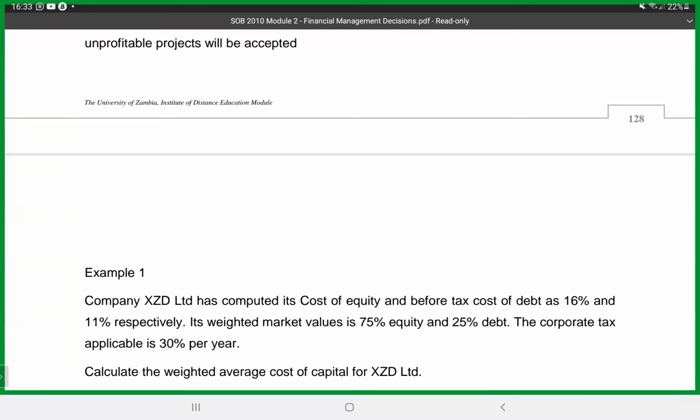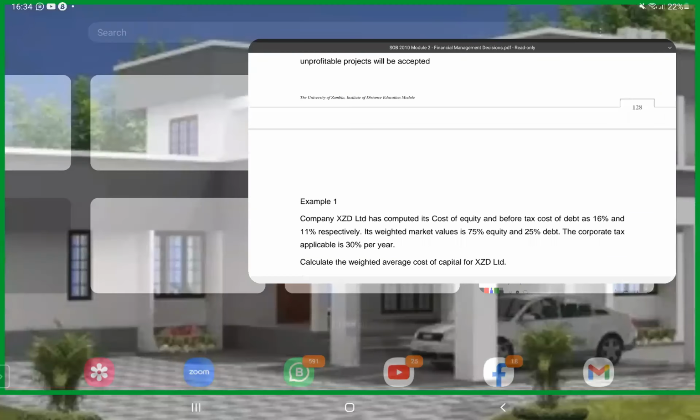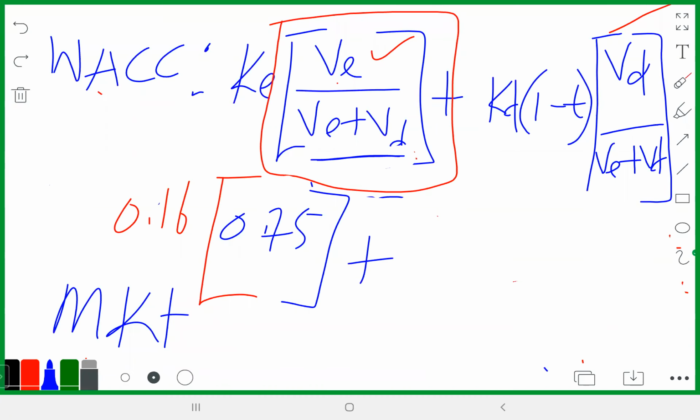Hello. I was asking, what is the cost of debt before tax? It's 11%. It is the cost of debt before tax, 11%. Then the tax is 30%, which is 0.3. So here on the cost of debt, you write 0.11, that is 11. That's the cost of debt before tax.